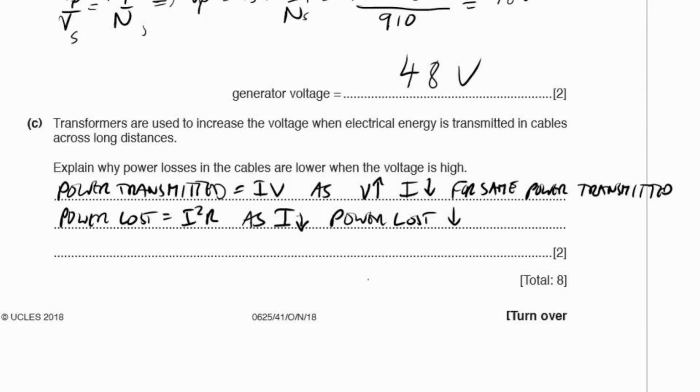Okay, so I've given that a go. Power transmitted equals current times voltage. As the voltage increases, the current decreases for the same power transmitted. The power lost is given by I squared R. As the I decreases, the power lost also decreases. That should do just fine.